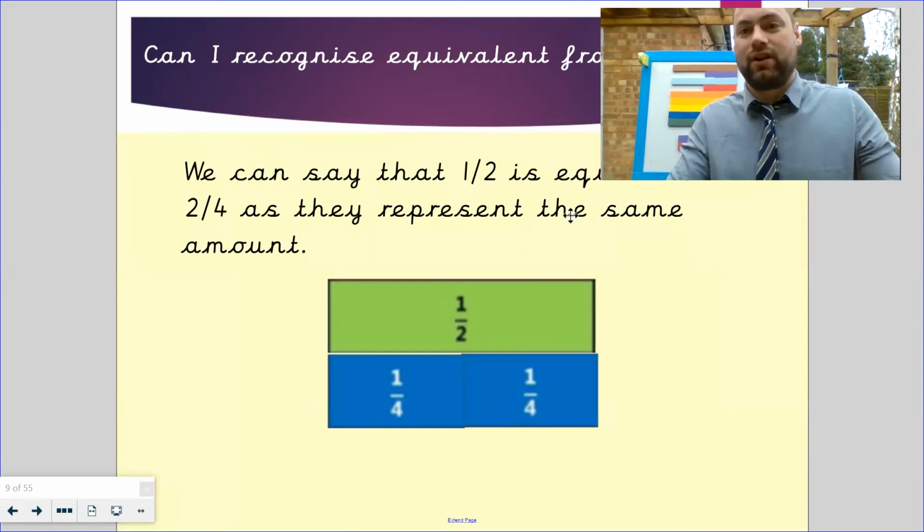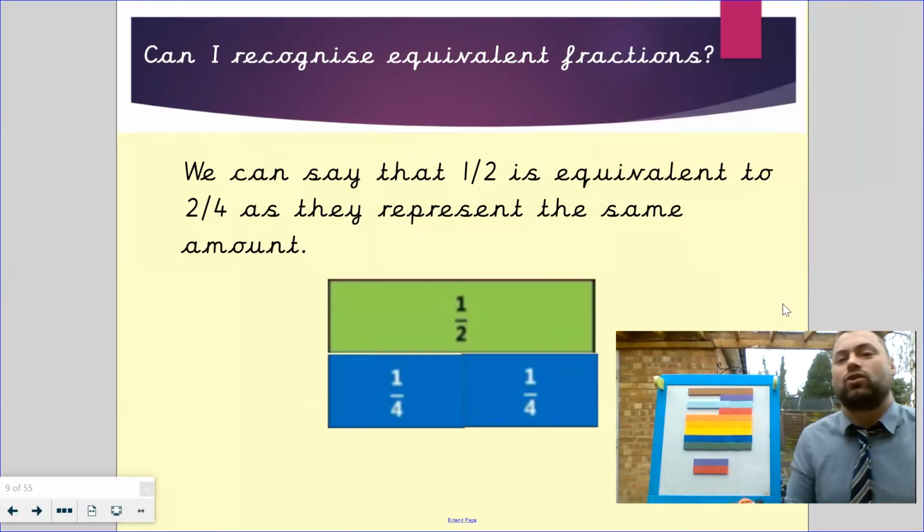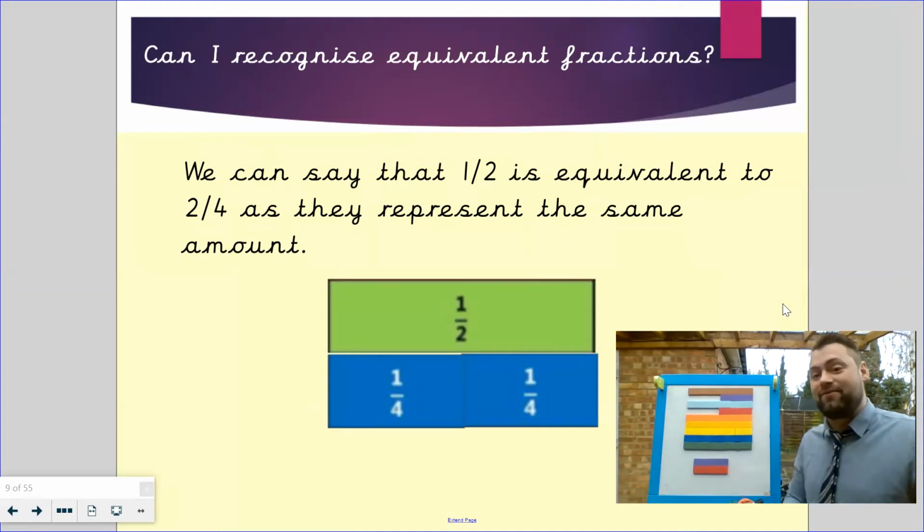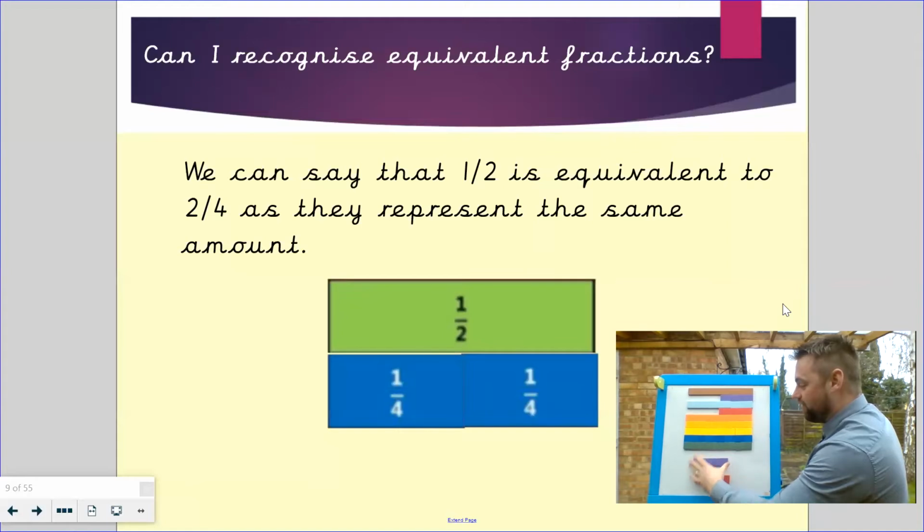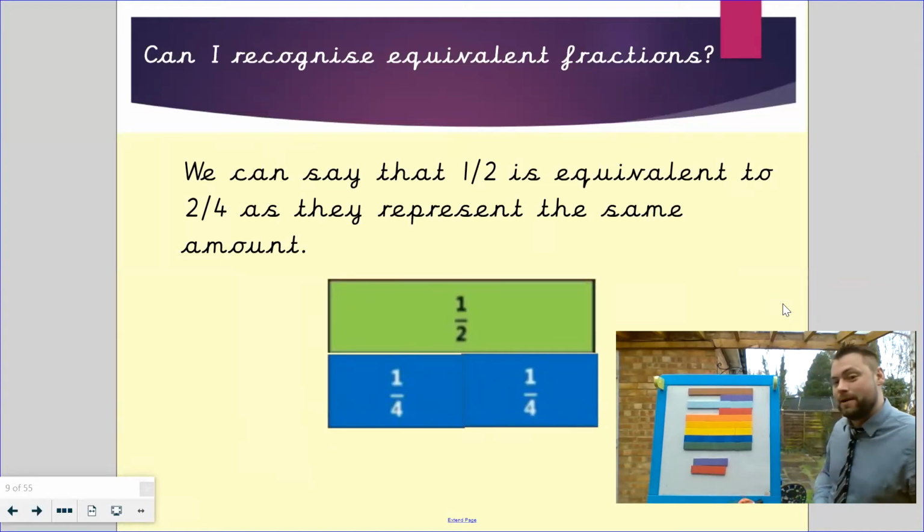So if you see on this screen now, we can say that 1/2 is equivalent to 2 quarters, because it's the same value, isn't it? Look, it's the same value. We've got 1/2 of a whole, and that half of a whole can be made up of 2 quarters, okay?